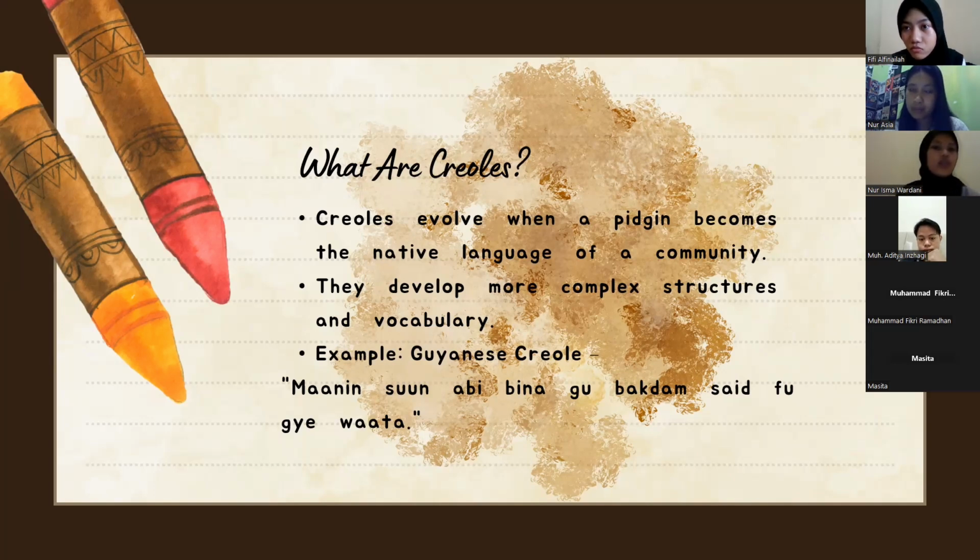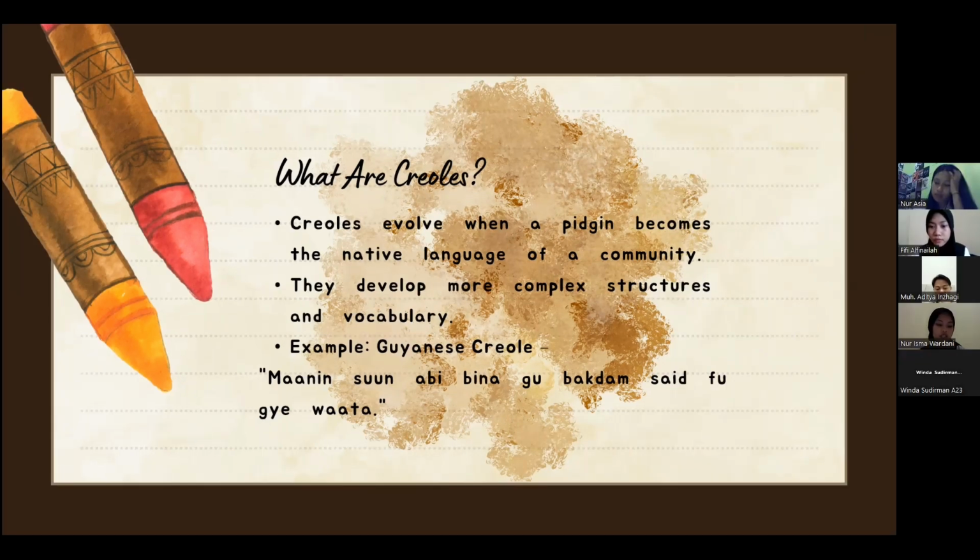I will explain what Creoles are. Creoles emerge when a pidgin becomes the native language of a community. They develop more complex structure as they go a step further. When a community starts using a pidgin as its main language, children who grow up speaking it will naturally make the language more complex. This process creates a Creole. Unlike pidgins, Creoles have a full grammatical system and can express a wide range of ideas.